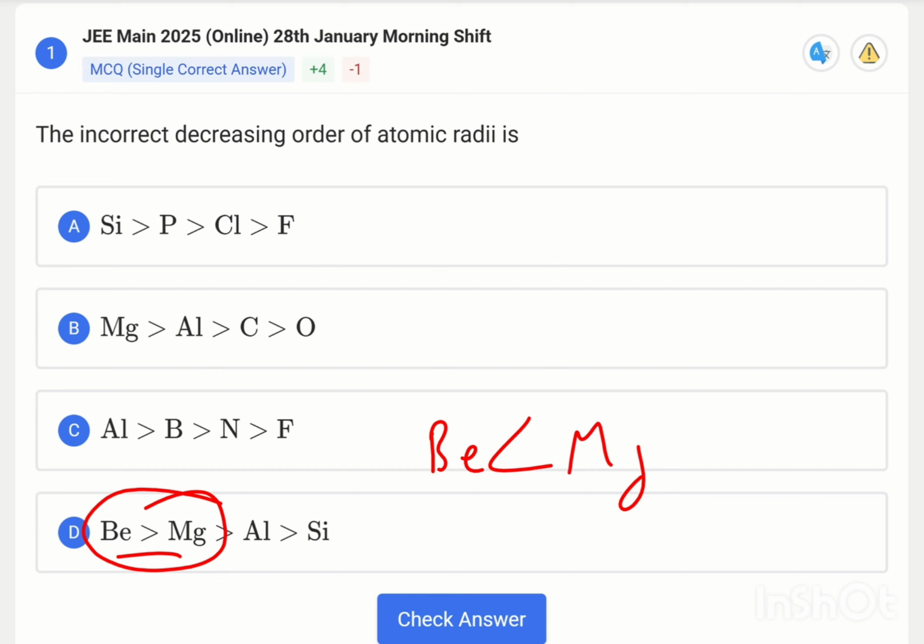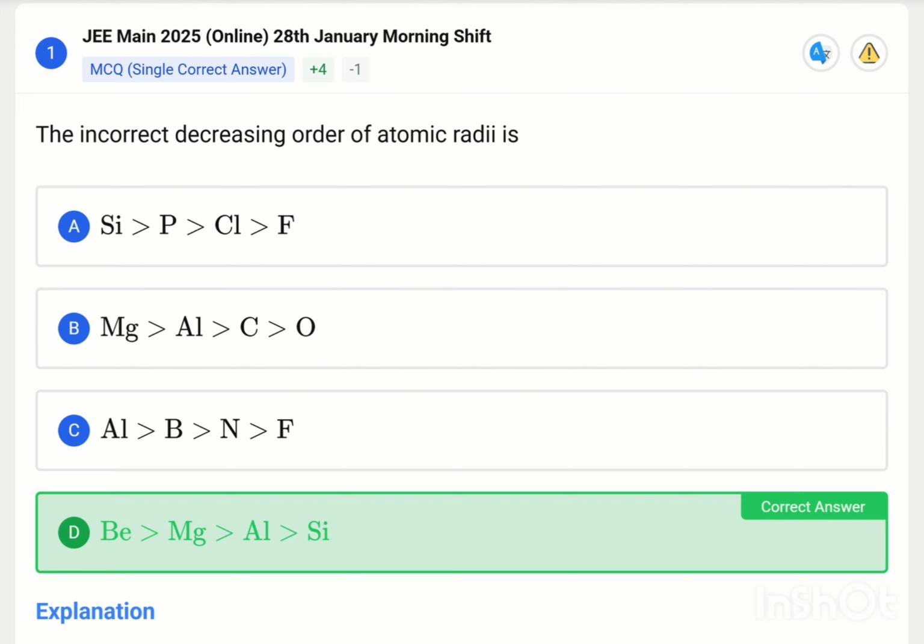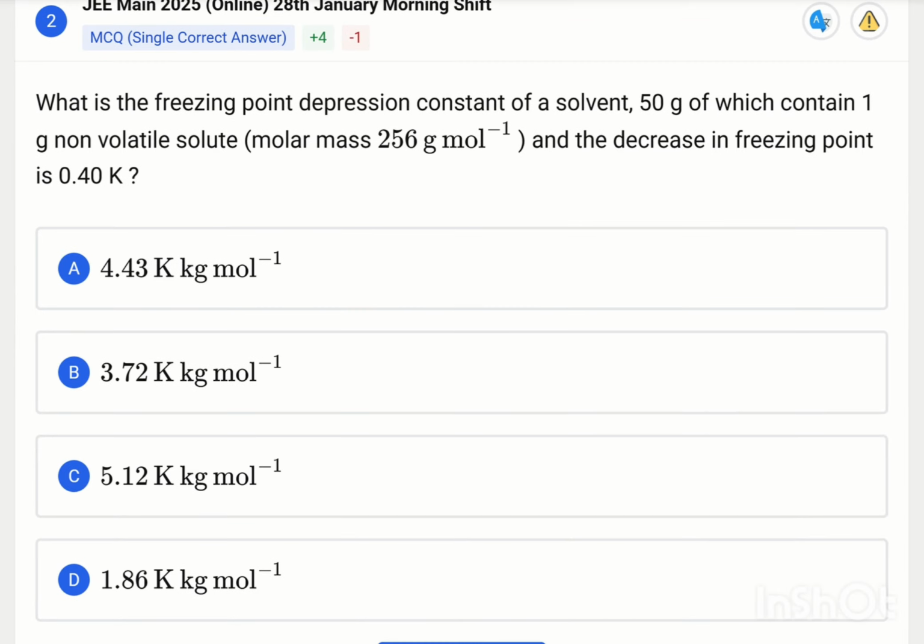So here the problem is there. I have got D as my right option, I guess. Yes, I got D as my right option. So the first question's right answer is D. Moving to the next question.